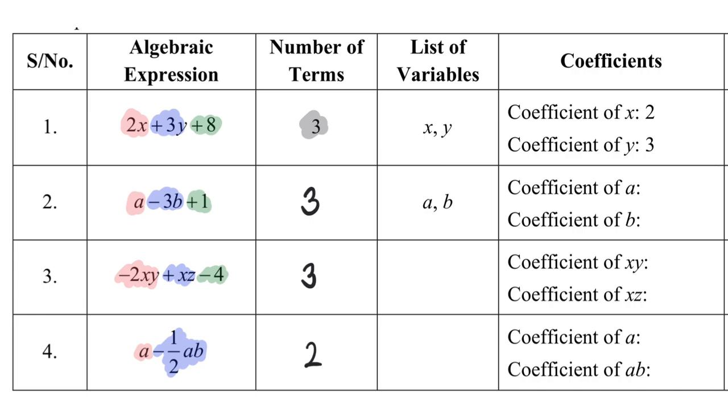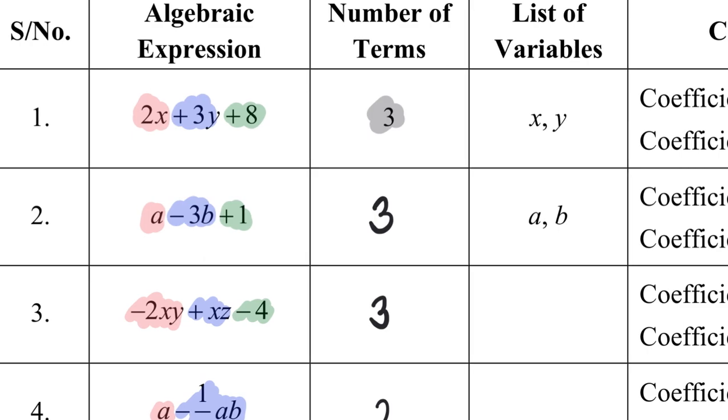And let's start to list the variables. So for row 1, the variables are x and y. And let's explain x and y here. So the variables for row number 2 will be a and b, the letters. So in this case here, a and b. And do take note now though, the variables in row 3, we see them collectively as x and y.